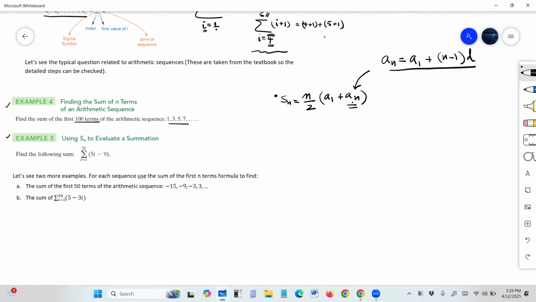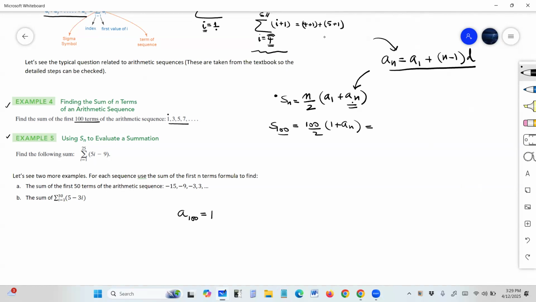This is the sequence. So I need to find the sum of the first 100, which means the n is 100. So 100 divided by 2. The first one is easy, it's given. But the last one, a sub n or a 100, is not. So I have to step aside and I have to find a 100 using this formula up here, right?